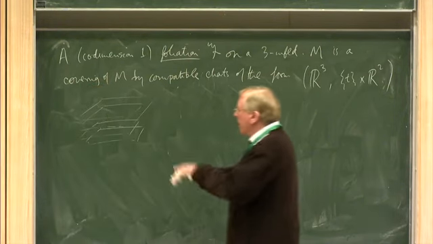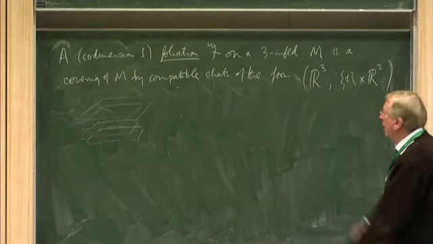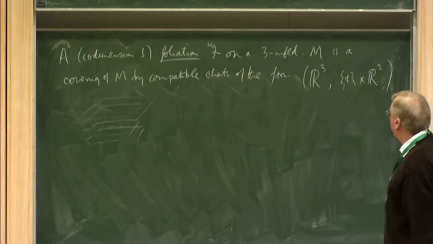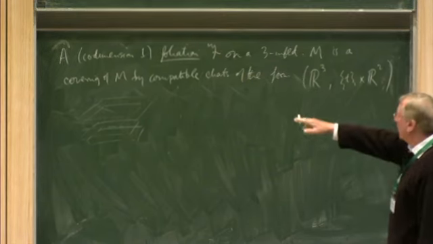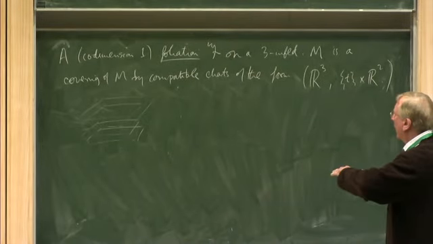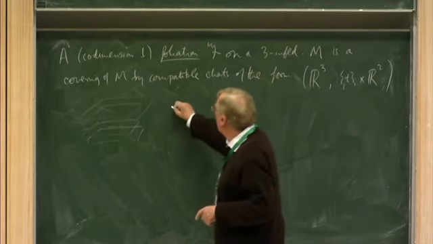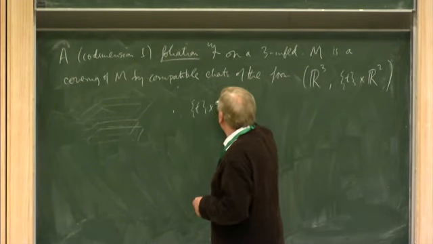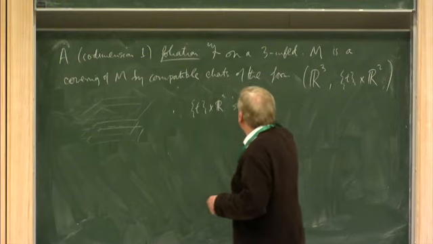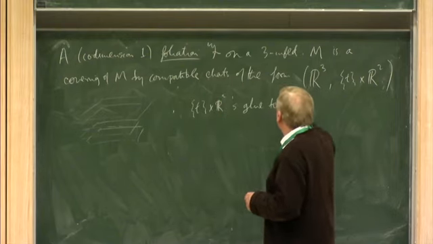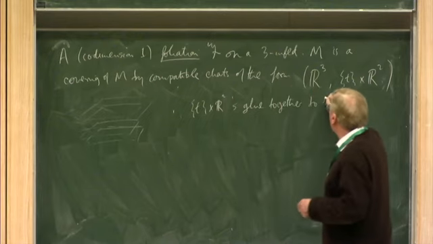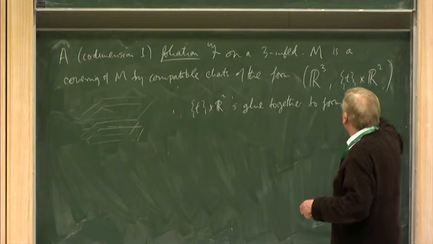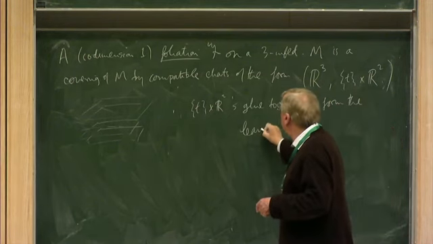And these have to be, that sort of product structure has to be compatible. I won't say any more about this. Rachel's going to say much more about this, but I hope you get the idea. And of course, these T cross R2s glue together to form the leaves. You get these two-dimensional leaves.